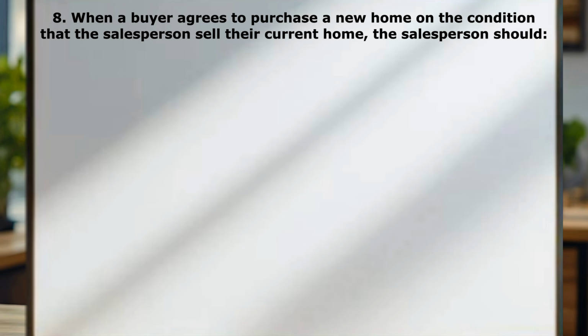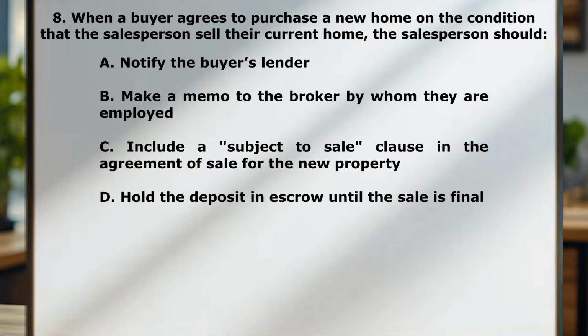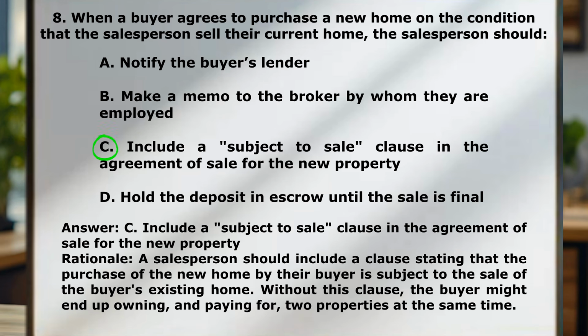Question number 8. When a buyer agrees to purchase a new home on the condition that the salesperson sell their current home, the salesperson should A, notify the buyer's lender. B, make a memo to the broker by whom they are employed. C, include a subject to sale clause in the agreement of sale for the new property. D, hold the deposit in escrow until the sale is final. Correct answer here is C, include a subject to sale clause in the agreement of sale for the new property.